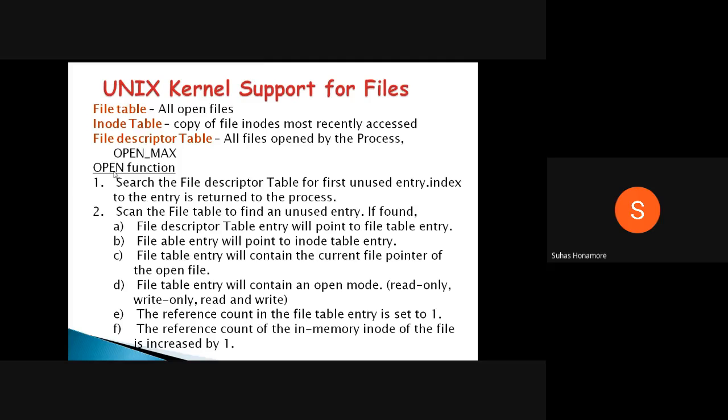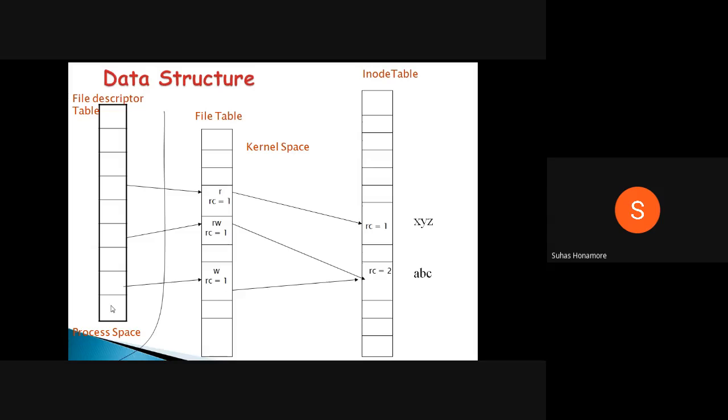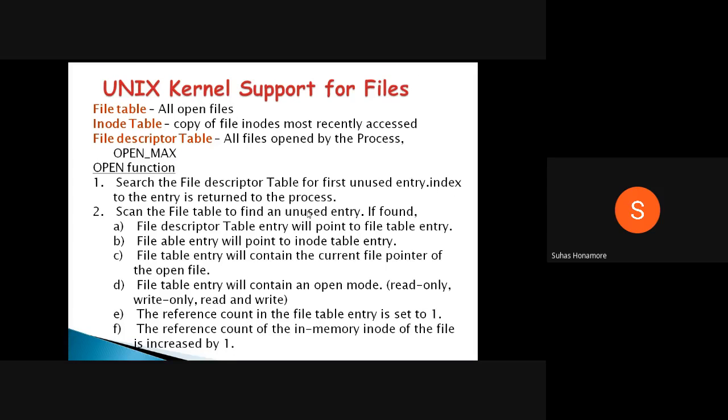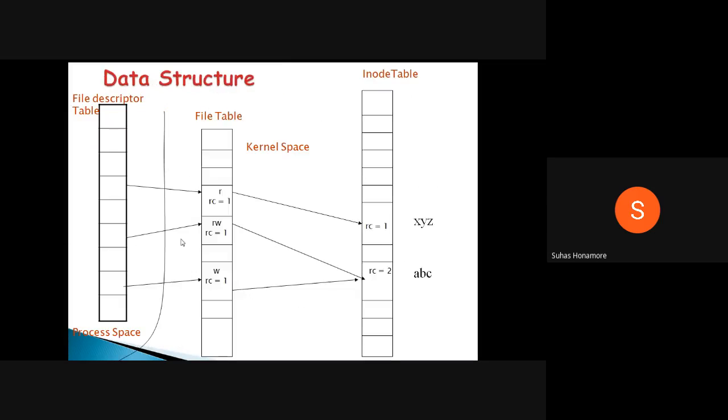Whenever the open function is called, what all things will happen? First, it searches the file descriptor table for an unused entry, which is about the maximum number of files you can open. If an unused entry is there, you can open a new file. Otherwise, if it is already full and you have reached the maximum, you can't open a new file. If an unused entry is there, it will return the index, that is, the file descriptor number. In programming, this is normally called the file handler.